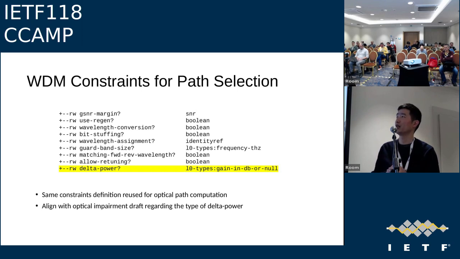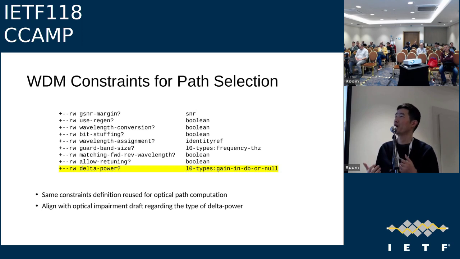And other constraints, like whether wavelength conversion should be allowed, or what the algorithm for WDM wavelength assignment is, whether you need a guard band and how large the guard band is, and whether you support using the same wavelength for both forward and reverse direction, or you allow different wavelength selection in both ways. Also for restoration, whether retuning is enabled or not.